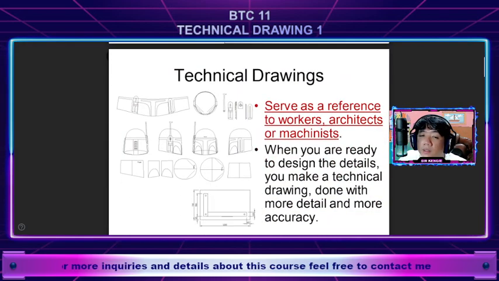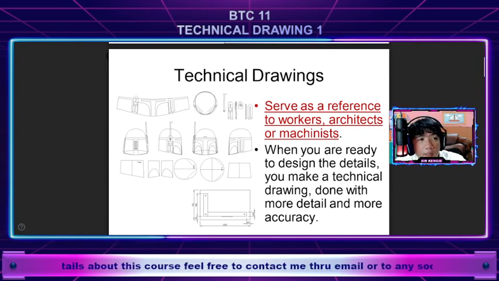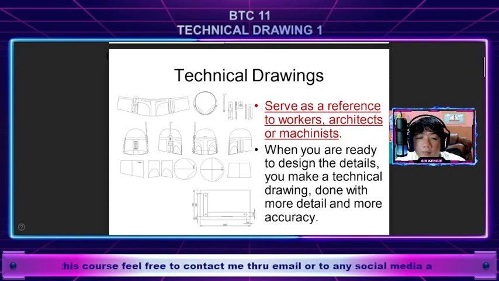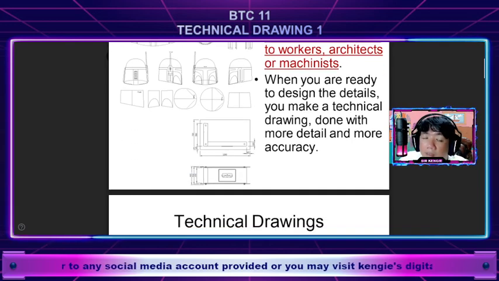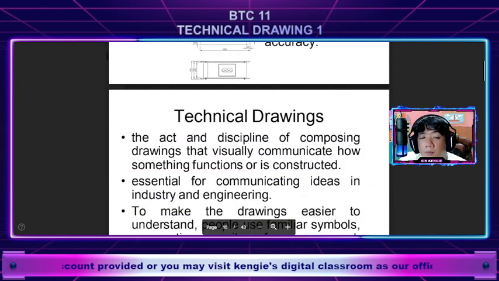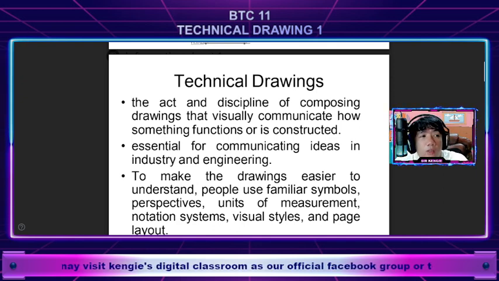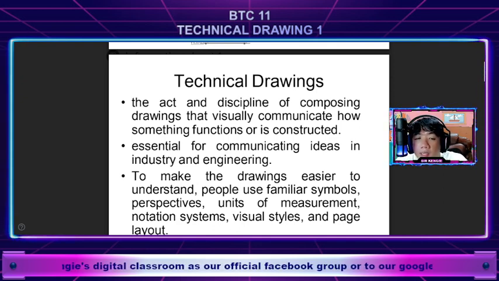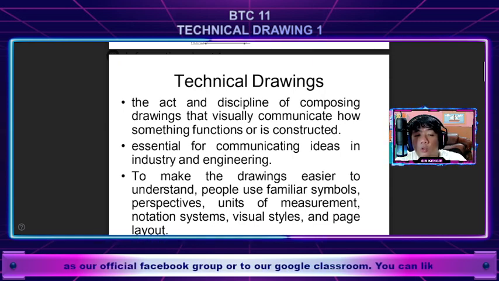While technical drawings serve as reference. So when you say reference, these are guides for workers, engineers, architects, or machinists. When you are ready to design the details, you make a technical drawing done with more detail and more accurate. And this time, you will resort to using drafting instruments. So technical drawing is the act and discipline of composing drawings that visually communicate how something functions, operates, or the manner it is constructed.